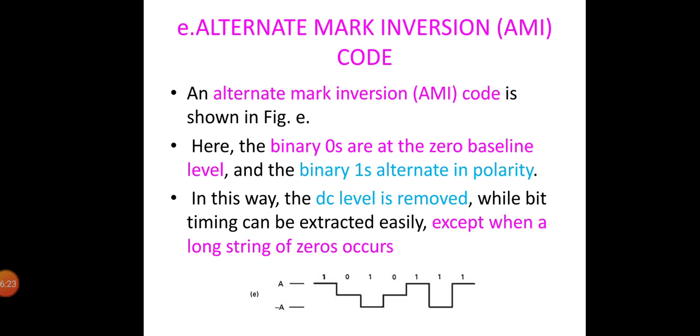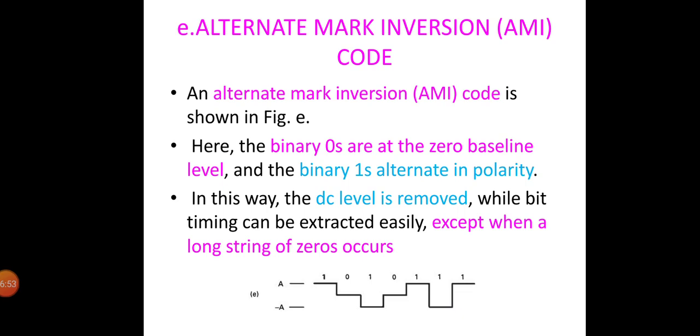An alternate mark inversion code, the AMI code, is shown here. Here, the binary zeros are at the zero baseline and the binary ones alternate in polarity. In this way, the DC level is removed while bit timing can be extracted easily except when a long string of zeros occurs. Special techniques are available to counter this loss problem, and the highest pulse repetition frequency occurs with a long string of 11111.